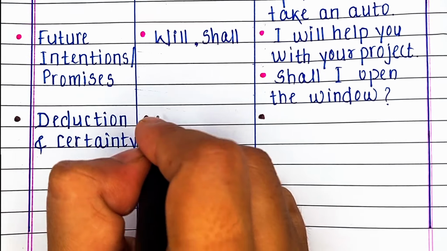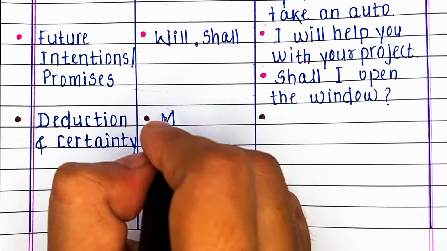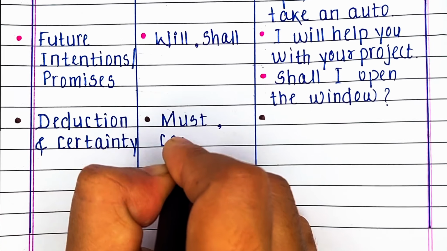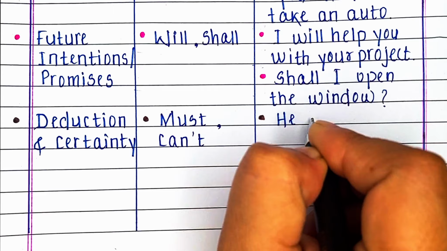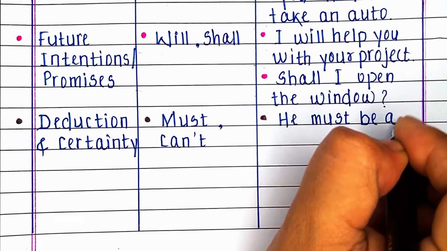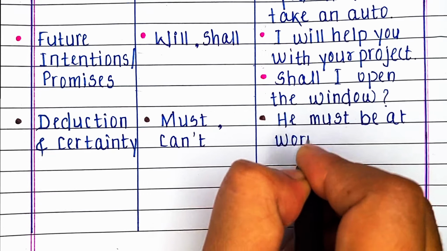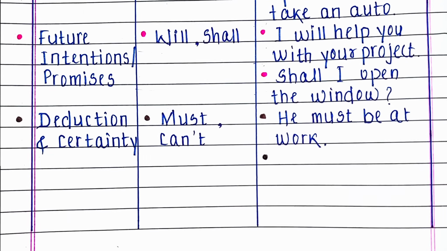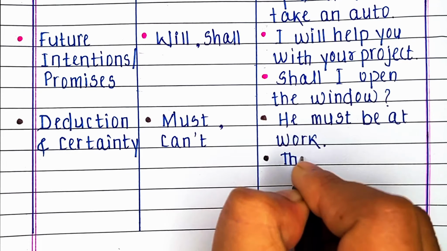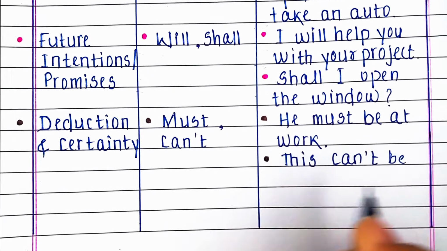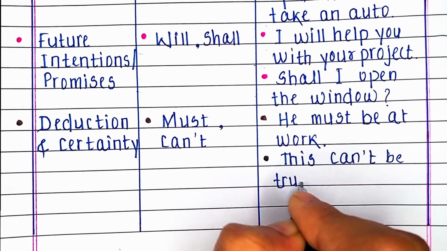Next function of modal verbs is deduction and certainty. Modal verbs are must and can't. Example is he must be at work. Here be is the main verb and must is the helping or auxiliary verb. Next word is can't. Example is this can't be true. Here also be is the main verb and can't is the modal or auxiliary or helping verb.